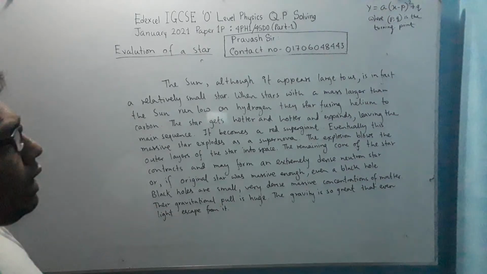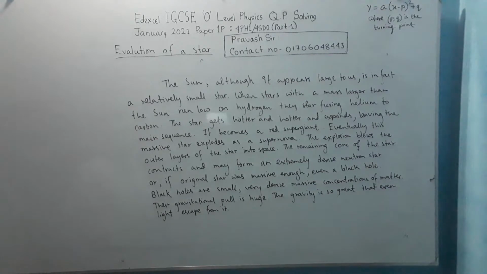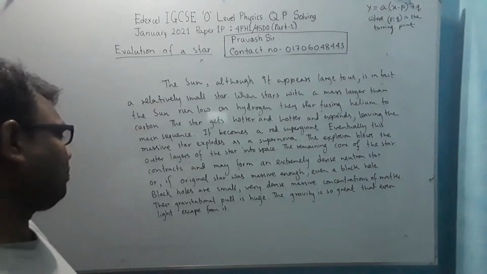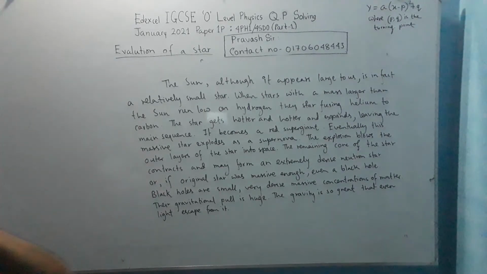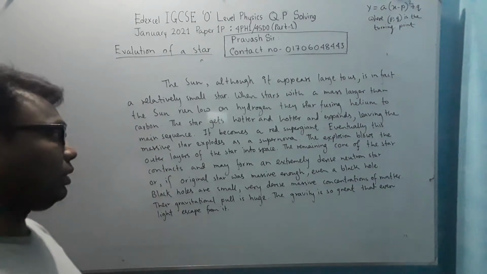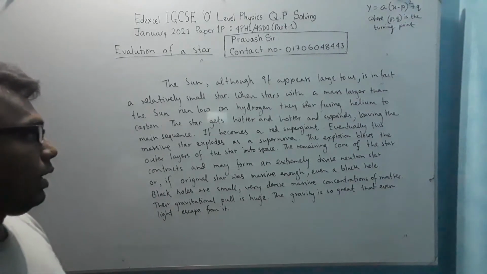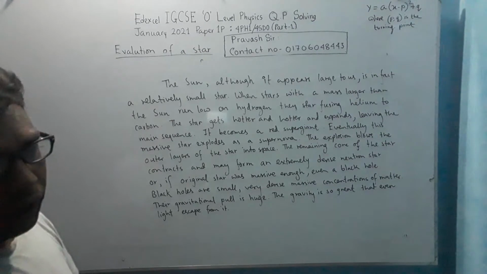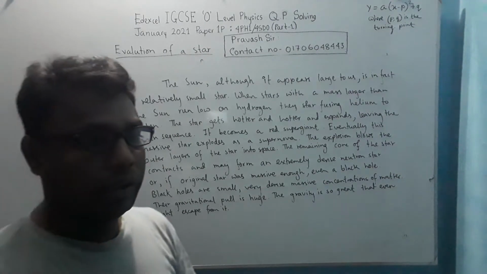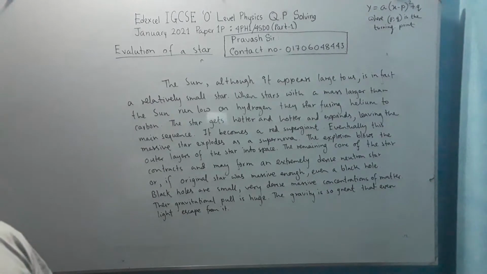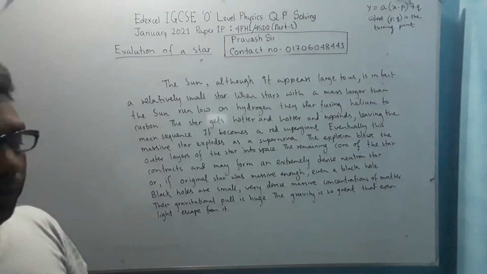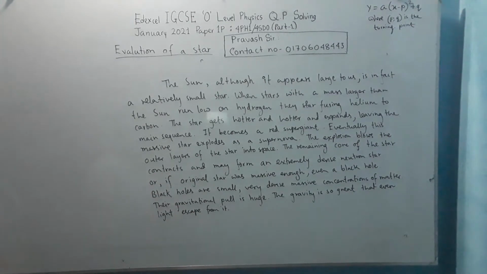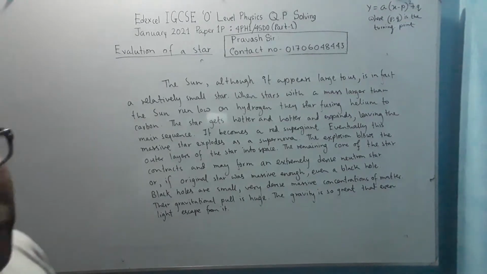Okay? Then the remaining core of the star contracts and may form an extremely dense neutron star, or even a star with high mass can end in a black hole. So this is the last stage, or the form of the death of a star: a neutron star or even a black hole. That depends on the mass of the star.